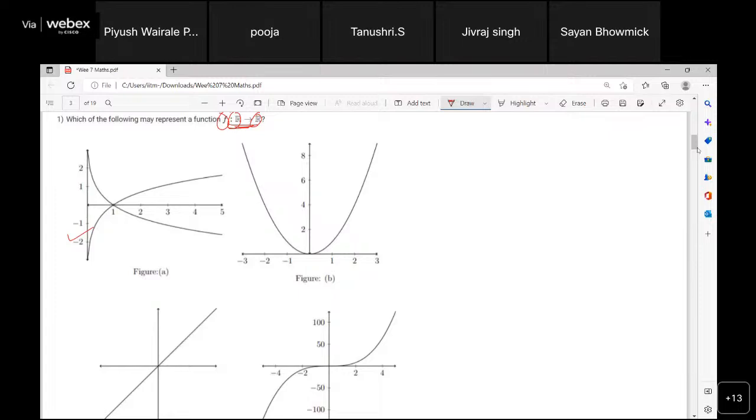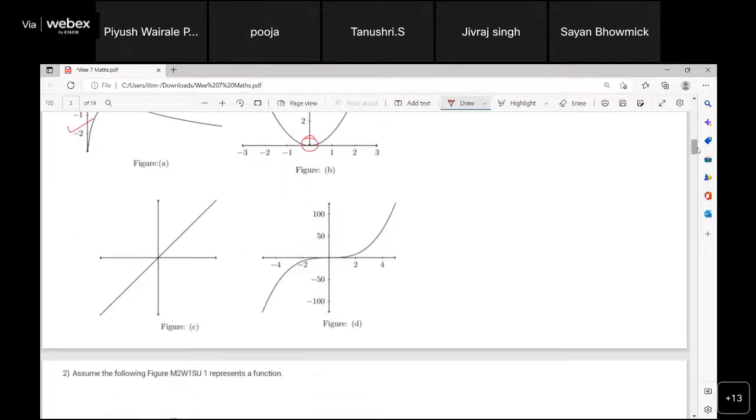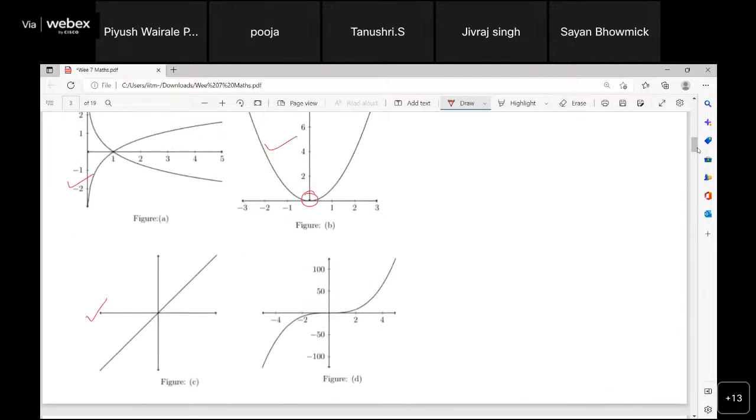In this case, sir, it's R to R, because it is a parabolic quadratic function. It's taking values on the minus side as well as the positive side on the x-axis, and we are getting the f of x value. So it's R to R. So from options C and D, it is clearly R to R. So options B, C, and D are the correct options.